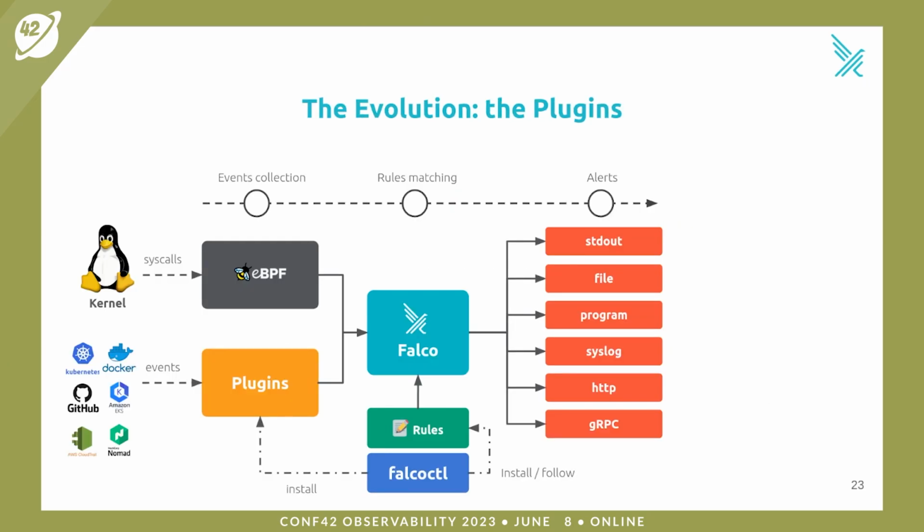So the situation now of Falco is we have the eBPF for these code collections. We have the plugins for the events collections, Falco and its rule engine. And to manage the plugins and the life cycles of the plugins and of the rules, we introduced a few months ago a tool called falcoctl. Basically, it will install plugins and rules, and it will also track new versions of the rules to automatically download them and reload Falco. So your cluster, your Falco fleet will always be up to date.